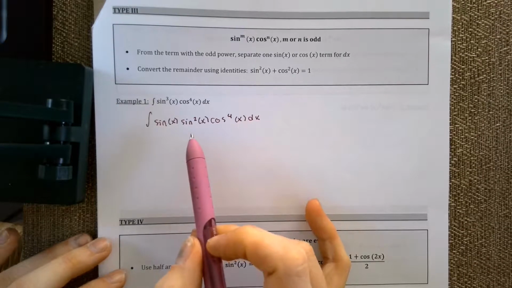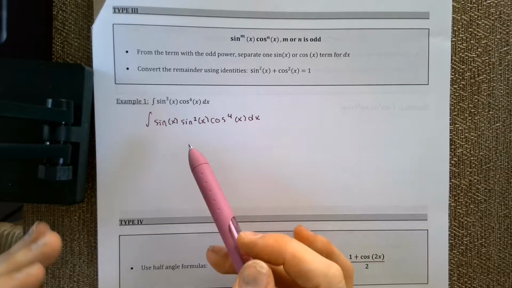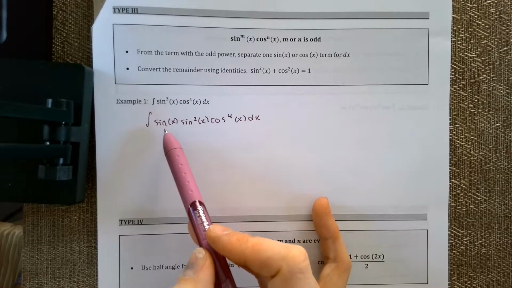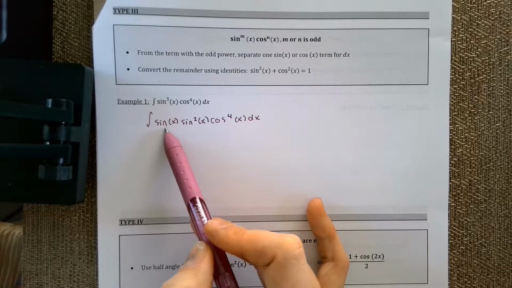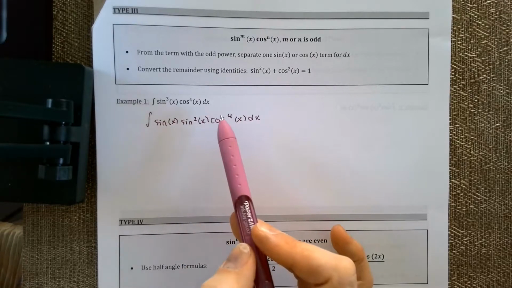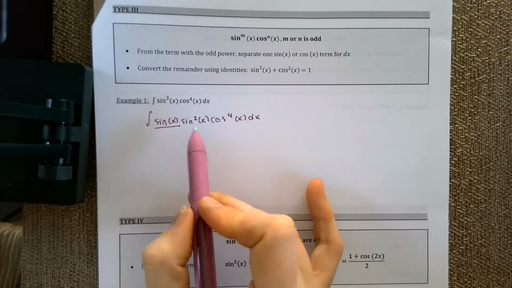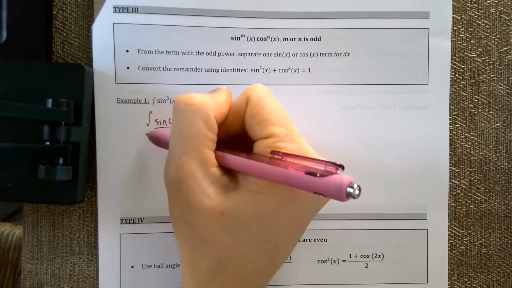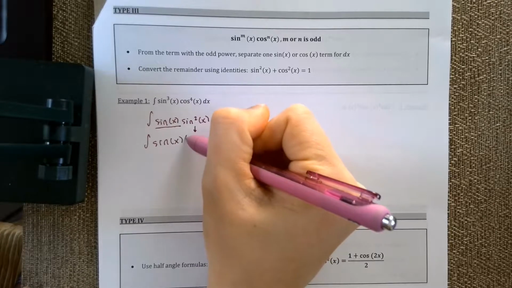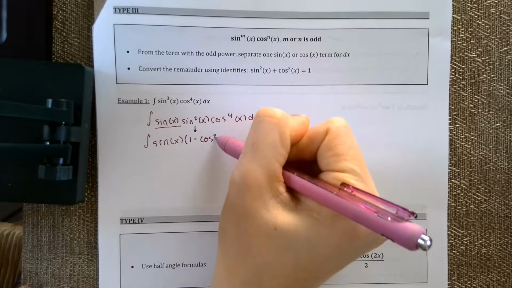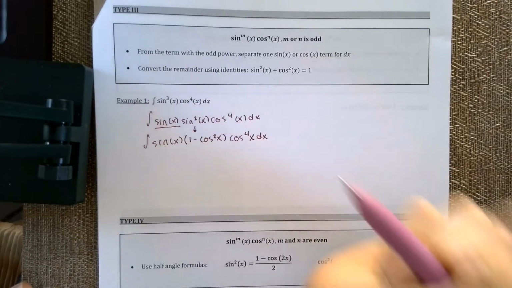Okay, this is where we need to make a decision. Do I want to change everything to be in terms of cosine or in terms of sine? Well, I peeled off one sine. That is going to be a part of du when I do my u-sub, only if u is equal to cosine. So I want to change everything else except this one in terms of cosine, which means I'm going to change not this part, but this part, into 1 minus cosine squared x, cosine to the 4th x dx.